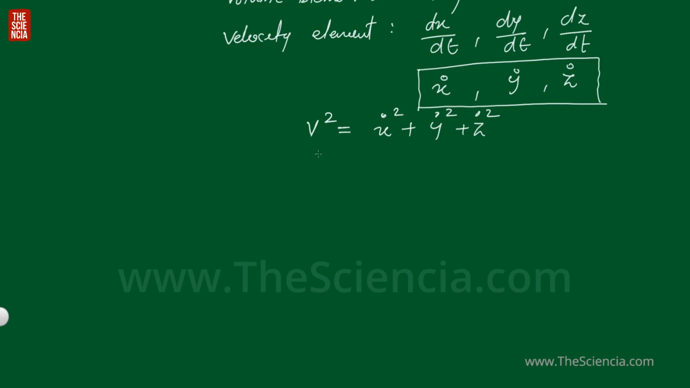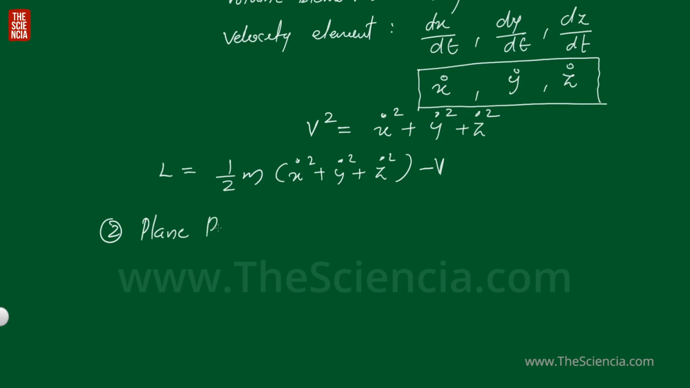And if we get v square, then our Lagrangian will be equal to 1 by 2 m (x dot square plus y dot square plus z dot square) minus V. Next, I am considering plane polar coordinates. In plane polar coordinates, the metric elements are 1 and r, and the coordinates are dr and d theta.